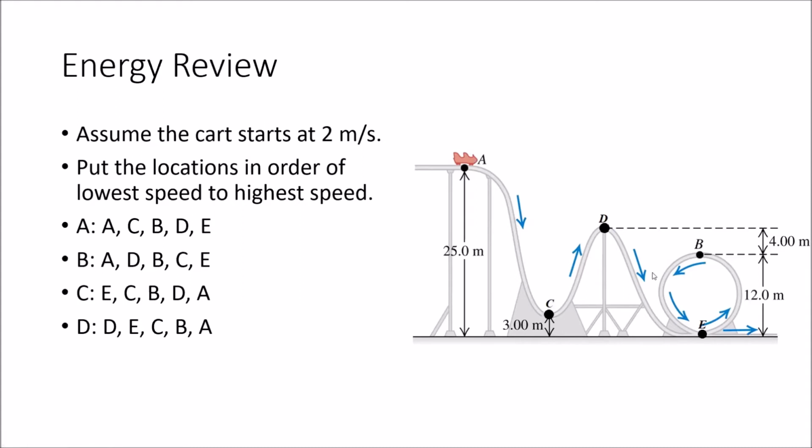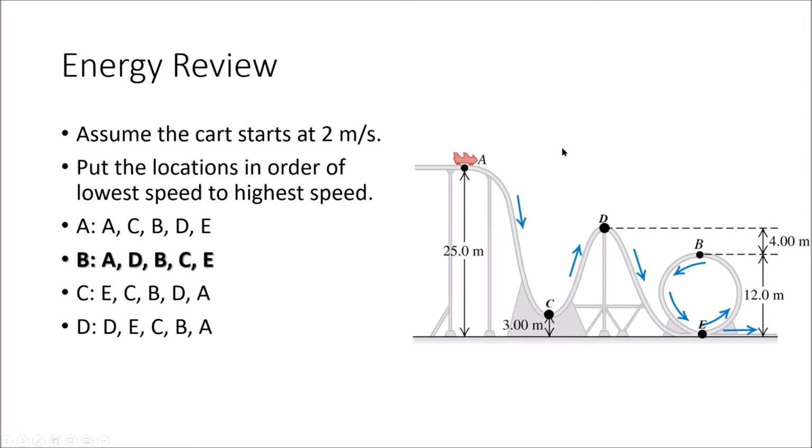If you just put everything in order of the height, that's the reverse order of the speed. So if you want to go from the slowest speed to the highest speed, you'd say, well, A is going to be the slowest, at 2 meters per second. D is going to be the next slowest at whatever it is, I don't know. Then B, then C, then E. We're told that we start off at 0 meters per second up here.